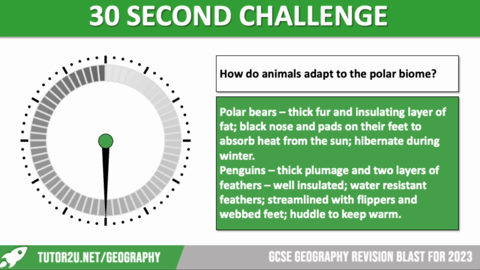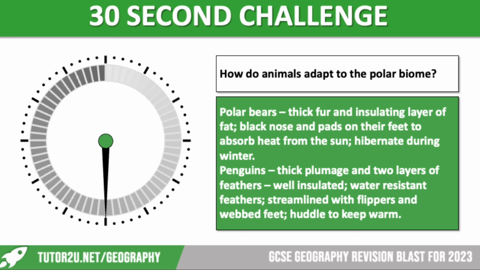They retain heat with their thick fur, and they have an insulating layer of fat, as well as having a black nose and black foot pads to absorb heat from the sun. They spend most of their time hunting seals in the northern part of the Arctic Ocean, and when seals are scarce, they roam inland into the tundra, and they often end up in towns where they can cause problems. Polar bears hibernate during winter as it's so cold and there is little food available, and they use that thick layer of fat they've built up at other times over the year to keep them well insulated.